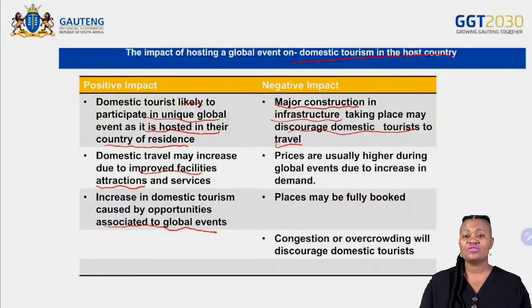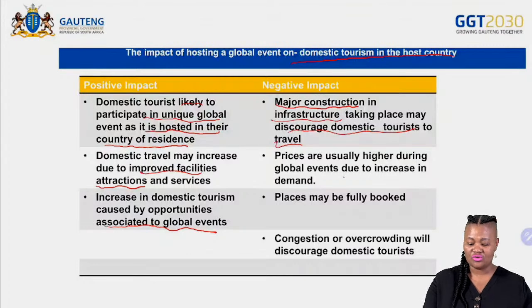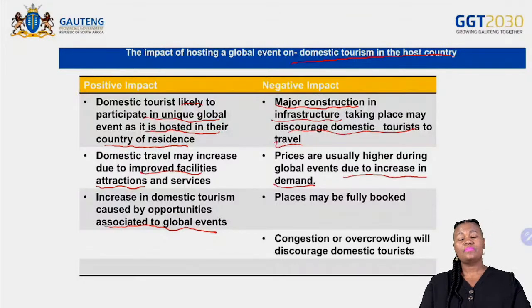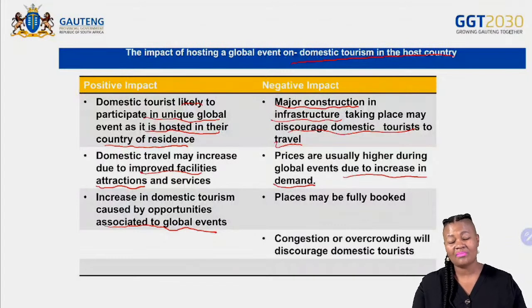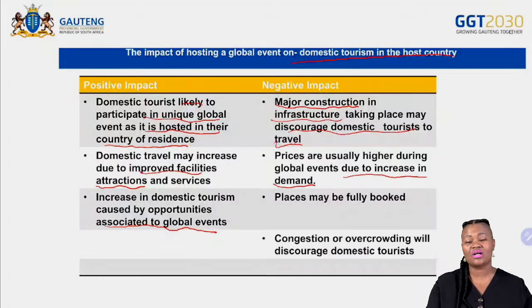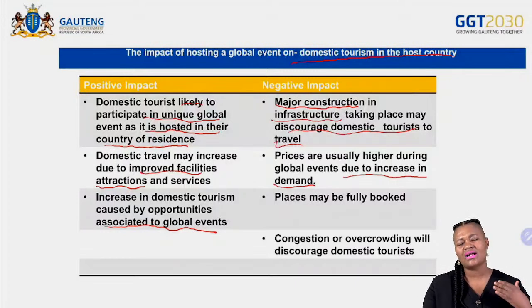And then prices are usually higher during global events due to an increase in demand. So sometimes you might find that domestic tourists would be discouraged to travel because now the prices are higher, because there's an increase in demand for those facilities, services and goods during global events. And then us as domestic tourists, we're like, I cannot afford to go anywhere because prices would be very high.